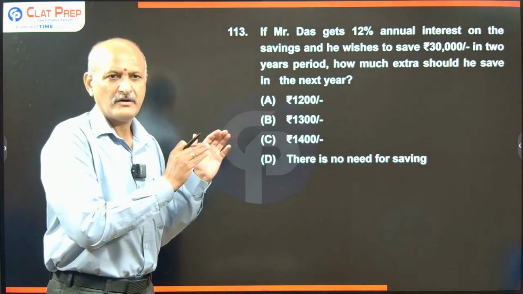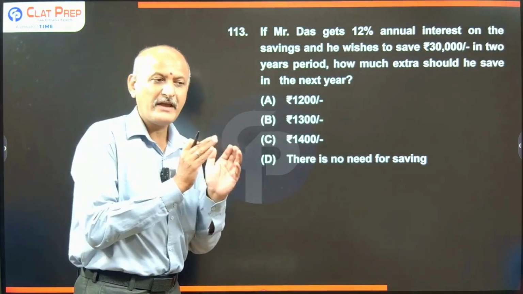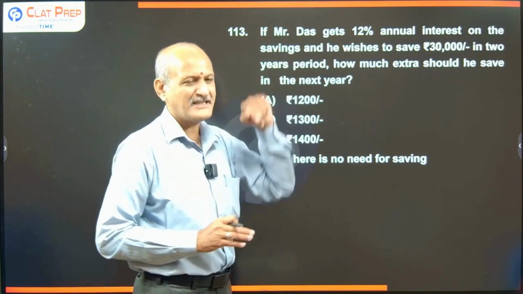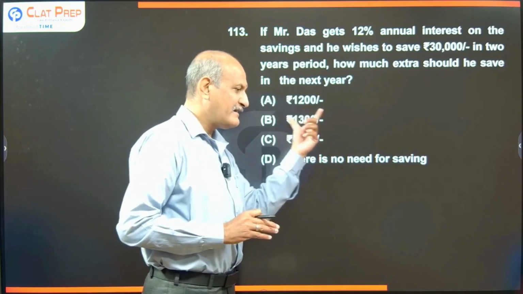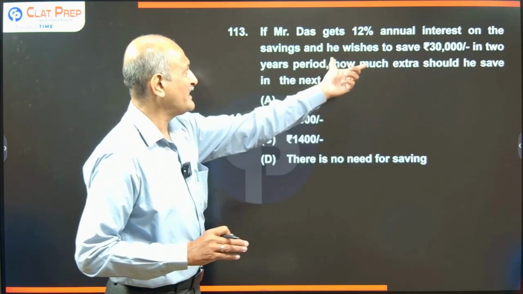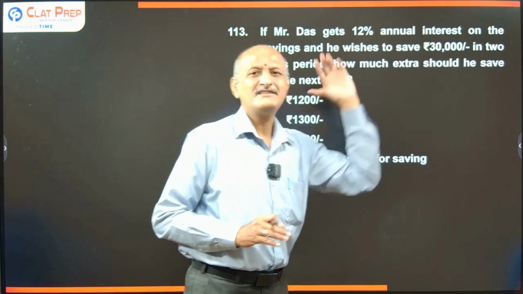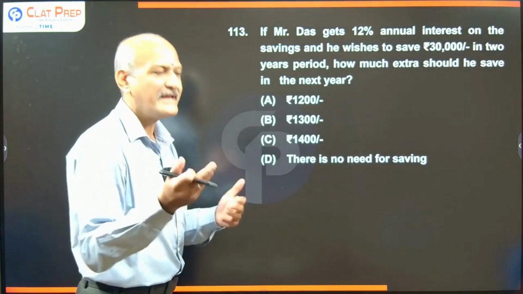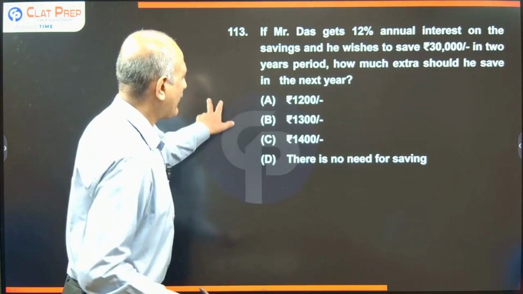Whatever values are given here, using those, if he is investing at 12% per annum, is he able to get that 30,000 or not? Let's first check that, and then we'll see how much extra he has to pay, if he has to. Okay, now let's see here.